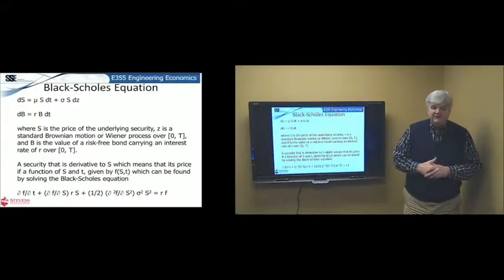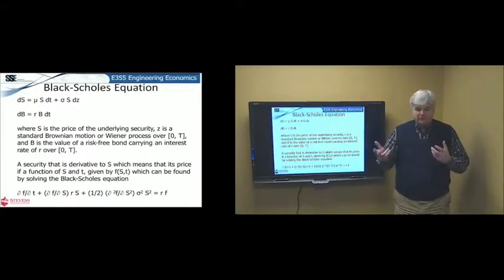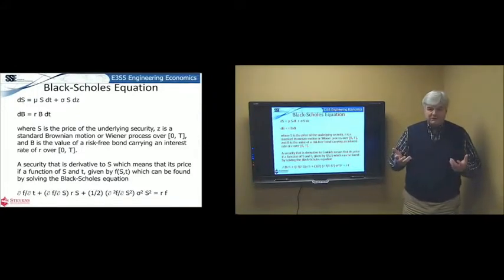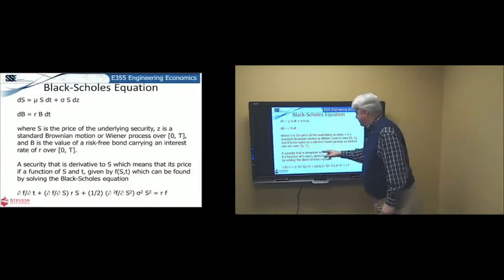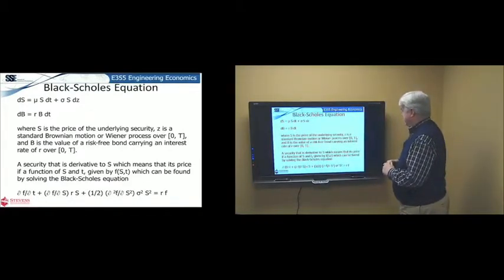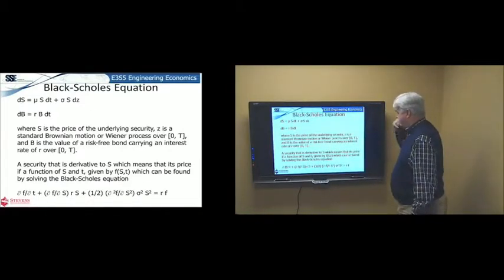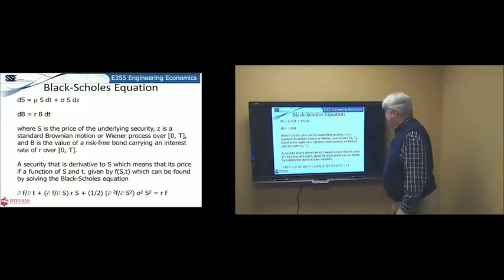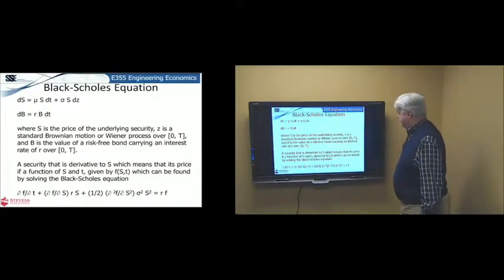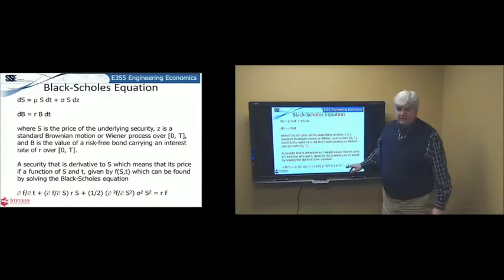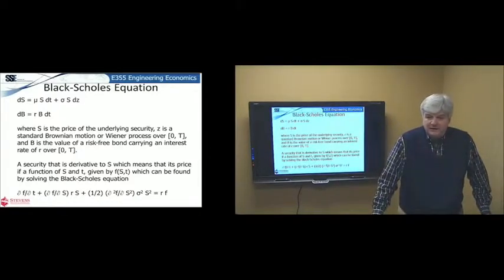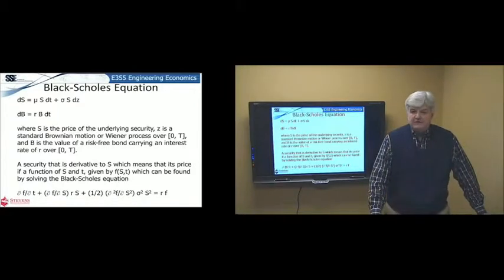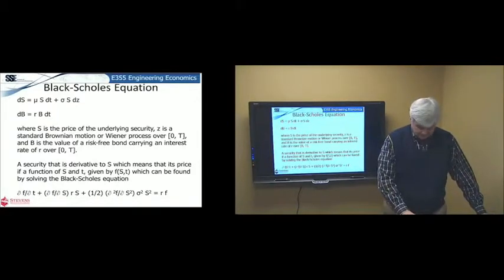So one of the innovations of Black and Scholes is to look at this as a portfolio of a bond and an uncertain security. Okay? And they basically say a security that is derivative to S, the underlying security, which means its price is a function of S and time, given by F(S,t), can be found by solving the Black-Scholes equation, this partial differential equation. So this is in part why they get the Nobel Prize, for coming up with this equation that shows you how to solve this problem.